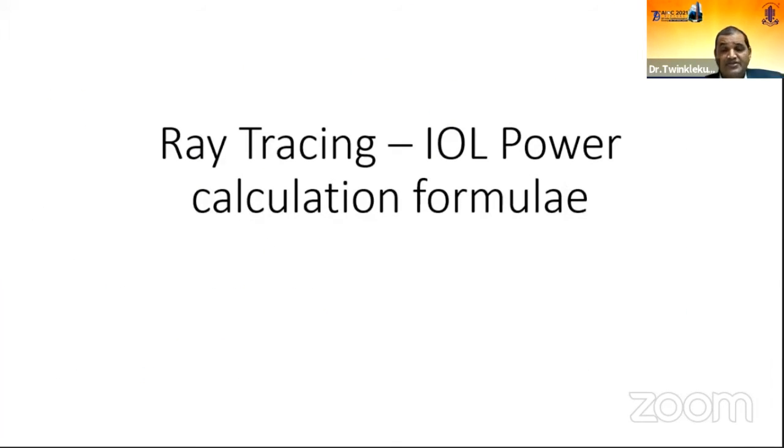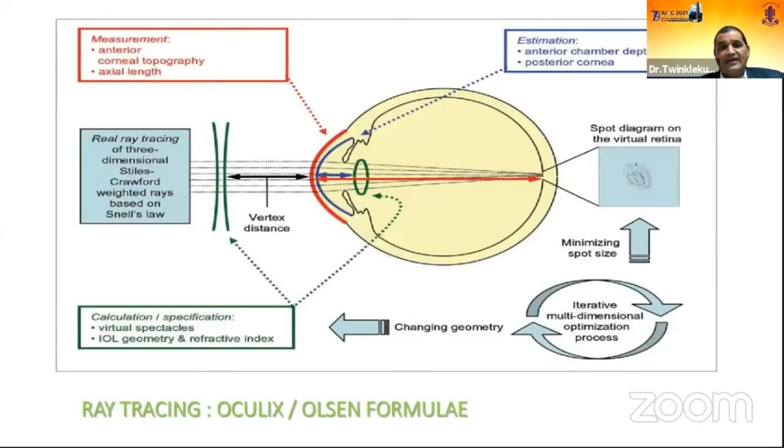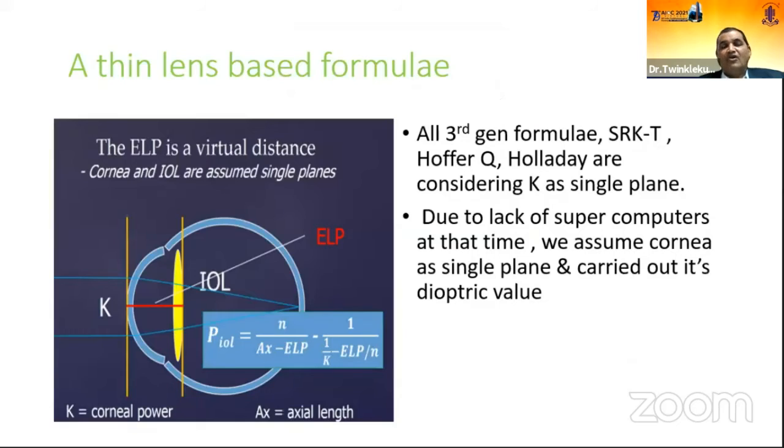Now the ray tracing technology for the IOL power calculation formulas commonly used are the Okulix and the Olsen formulas. All our third generation formulas are the thin lens based formulas where the cornea is considered as a single plane, the IOL is considered a single plane, and we are finding the effective lens position. At that time, due to the lack of supercomputers, we were not able to find out every part of the cornea for the reflection point of view.